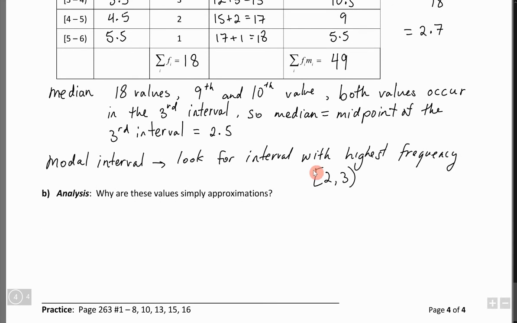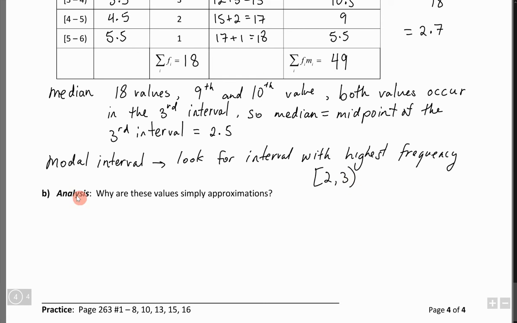And the square bracket includes the 2 hour mark. If they watch exactly 2 hours, that would be included. The round bracket indicates that we're not including 3, but every number before 3, so 2.99 would count.